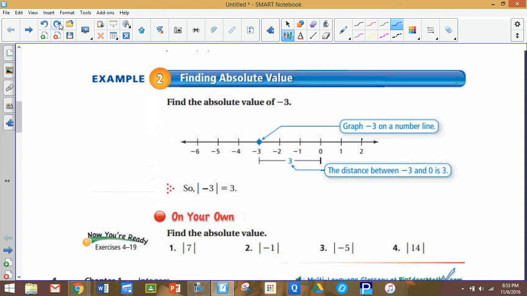Okay? Now, we're going to do the same thing for -3. You start at -3 and you do your hops. 1, 2, 3. -3 is 3 away from 0. So the absolute value of -3 is 3. Okay, so I would like you right now to do 1, 2, 3, and 4. Solve the absolute value problems for 1, 2, 3, and 4. You do not have to do a number line.